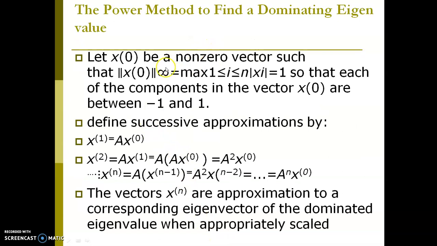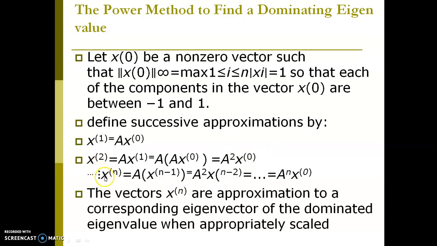The power method for finding the dominant eigenvalue. x0 is a non-zero vector, such that each of the components in the vector is between -1 and 1. Now for defining successive approximations, we start with x0, multiply it with the matrix A and obtain x1. So this is an iterative process. Then x2 can be obtained by multiplying A with x1, or it can also be written as A into A x0, like A square x0, and so on.